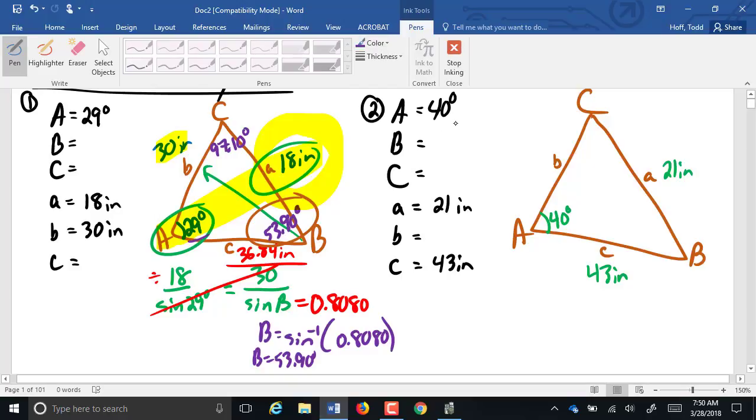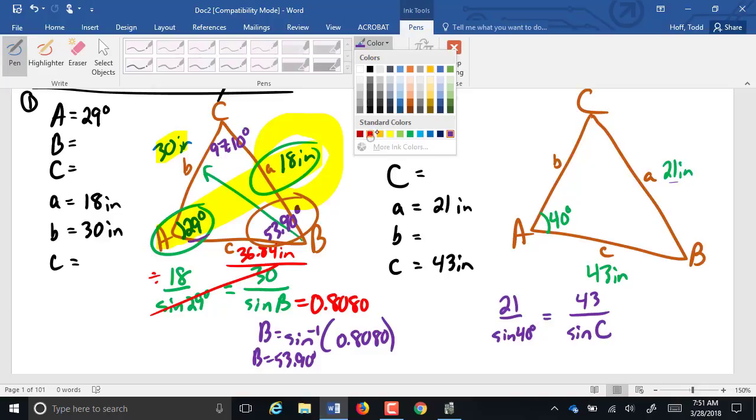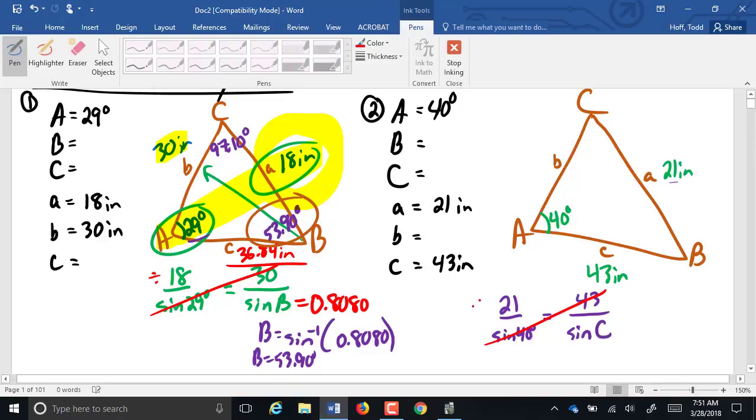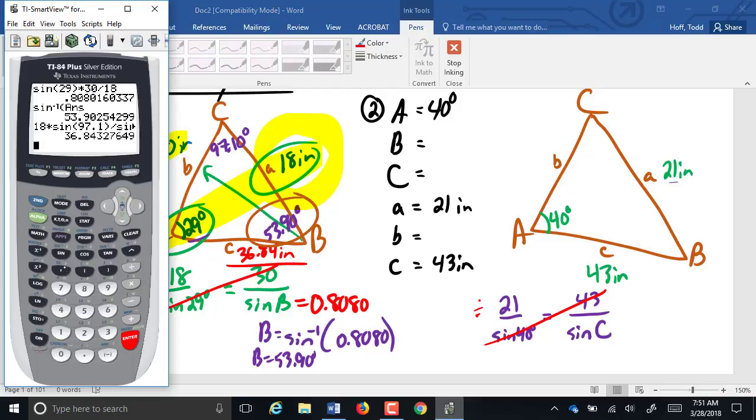Do we have a side in the opposite angle? 21 over the sine of 40. The 43 goes on top, over sine of C, its opposite angle. Then you're doing it correctly. Yes. Sine of 40 times 43 divided by 21.